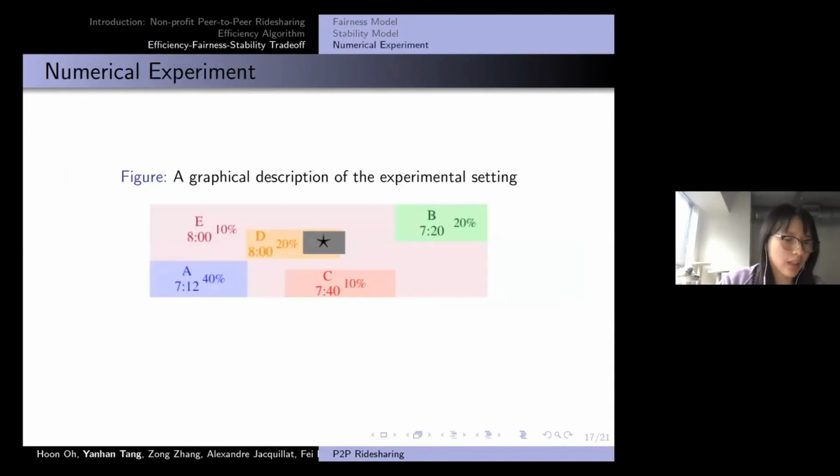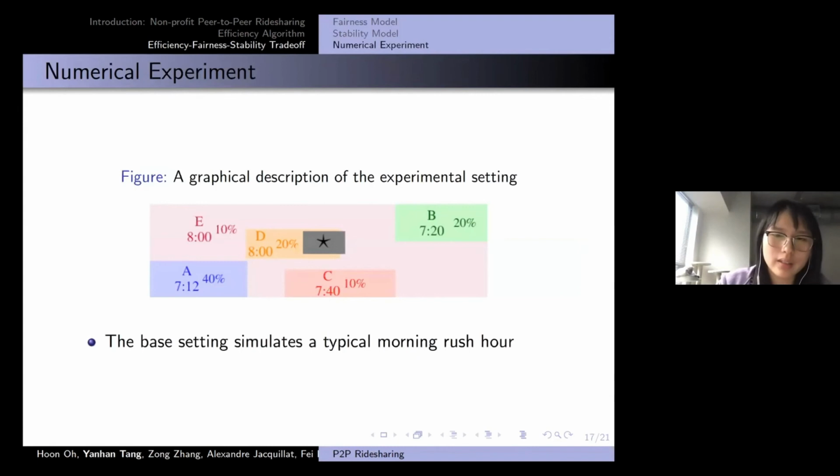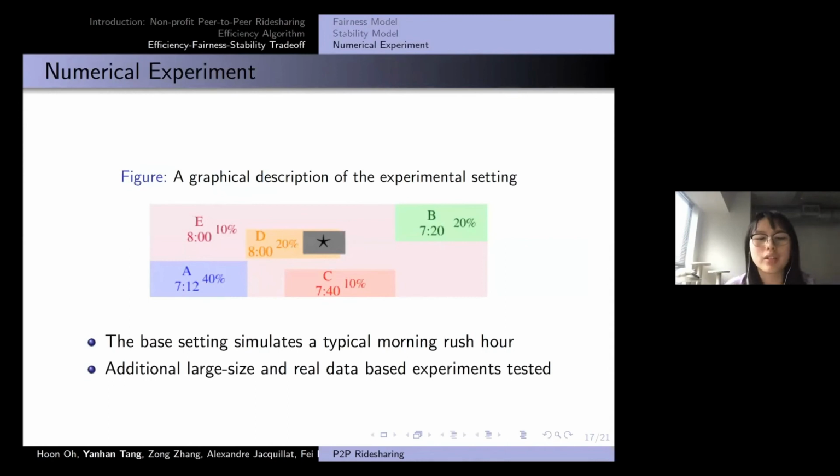We also did a numerical experiment to test our algorithm. Illustrated in this figure is our base setting. It mimics a typical morning rush hour where riders from different neighborhoods, A, B, C, D, E, depart from their neighborhood and go to the gray star region, which represents the downtown area. We also did additional large-scale and real data-based experiments.